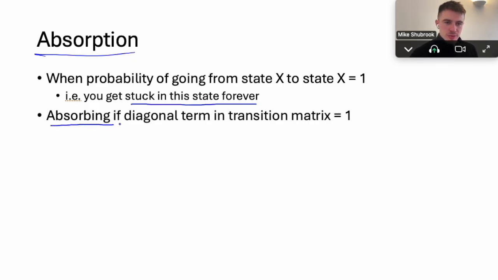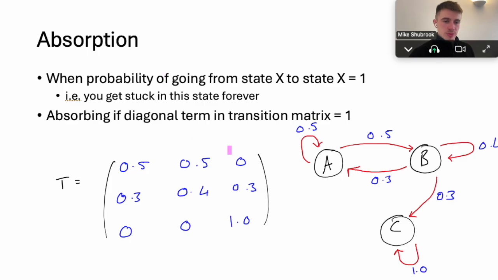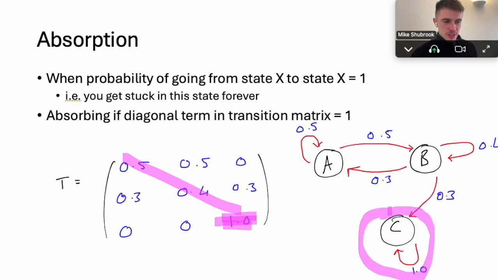And we can easily spot absorbing states by just looking at the transition matrix. If there are any diagonal terms which are equal to 1, then that is an absorbing state. So for example, going back to this example that we saw a few slides ago, we can see that state C is an absorbing state because it is the only term in this case which is 1 along the diagonal. And we can easily see it from the diagram here. We cannot leave state C once we reach it. We just go back to state C with 100% probability.